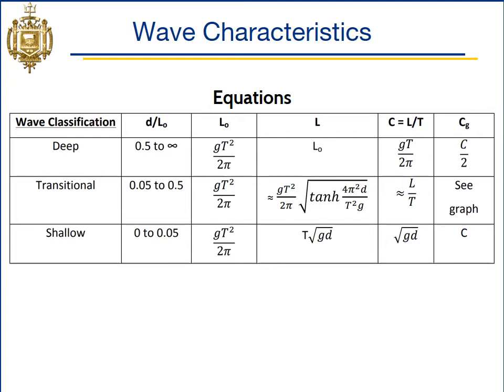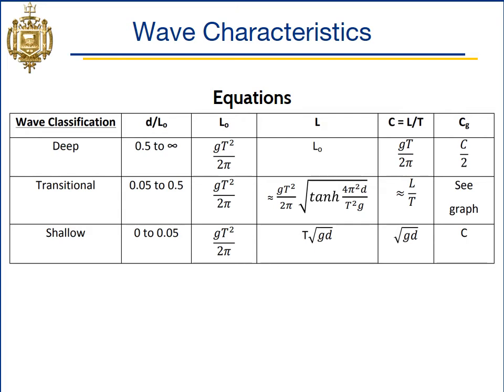Also, I'll point out in the intermediate range here, you see these approximately equal to signs for wavelength and celerity, and that's because in order to actually solve for the exact values of L in the intermediate range, it's what we call a transcendental equation. You can't directly solve it algebraically. So the only way to solve that is through numerical iteration, but this approximation is very close to the actual answer. So for this course, this is a close enough approximation.